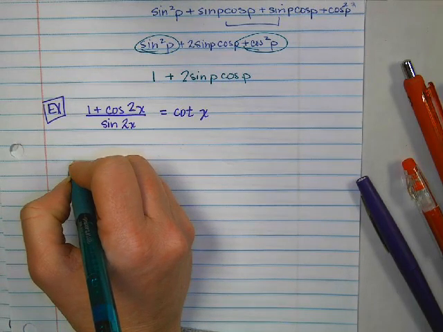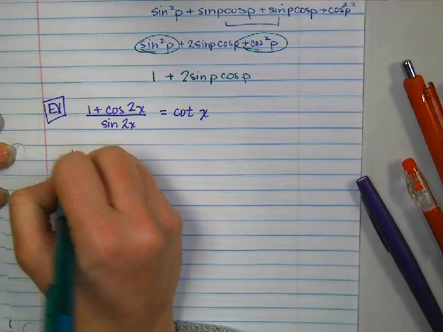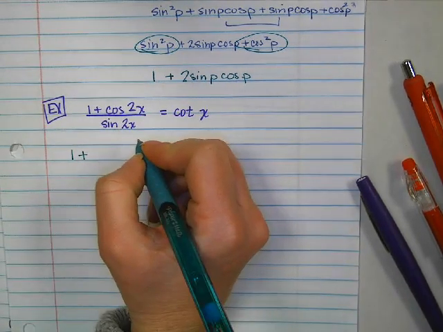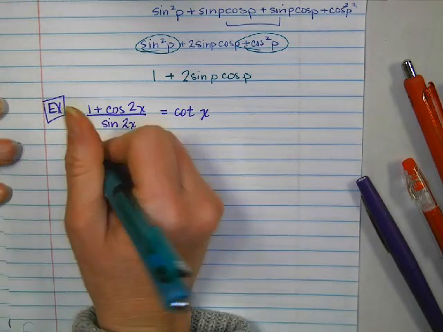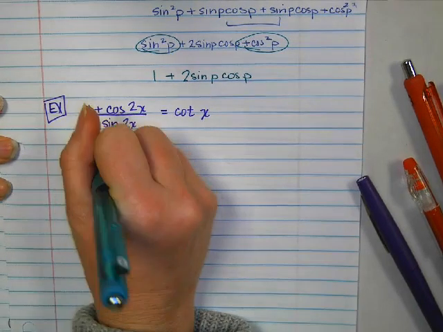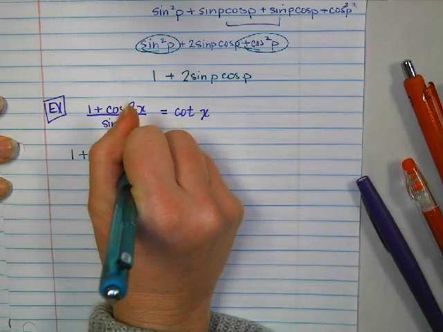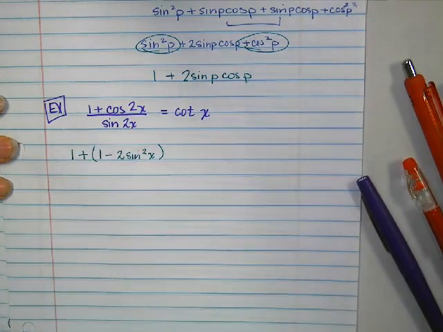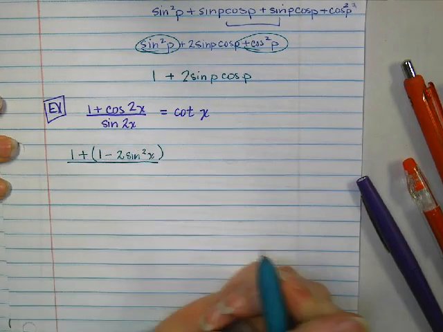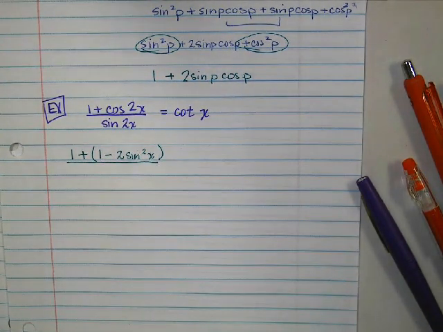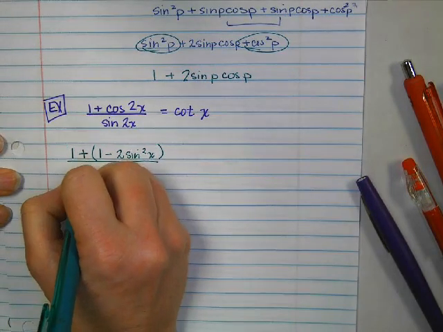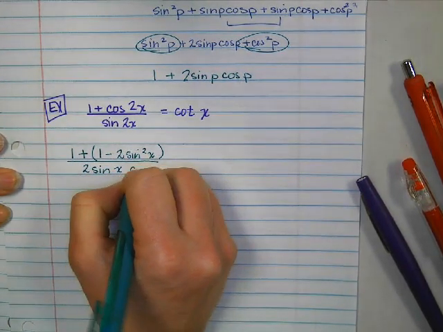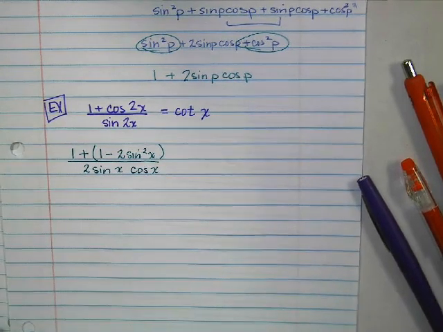So we'll use our cosine double angle identities. Somebody give me which one you want to use, it doesn't matter, because there's 3 of them. Let's do the 1 minus 2 sine squared x. Okay, so I'm going to put it in parentheses: 1 minus 2 sine squared x. And then on the bottom, sine only has 1, so I'm going to change my sine to 2 sine x cosine x, because that's the identity.